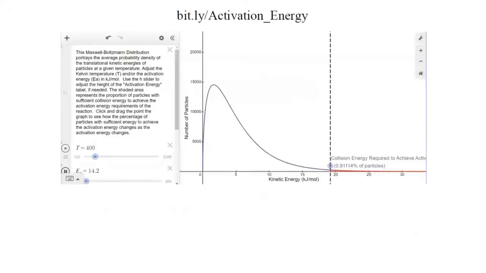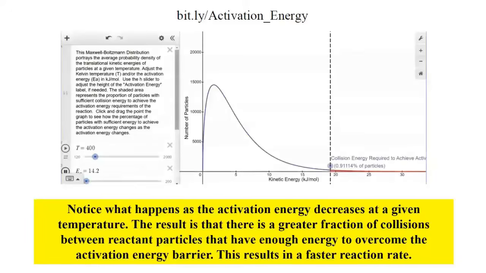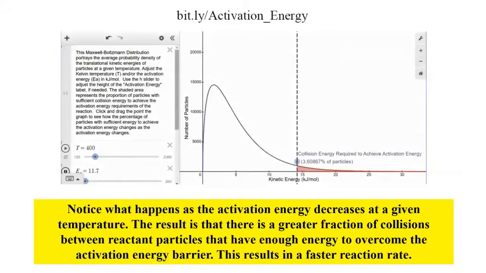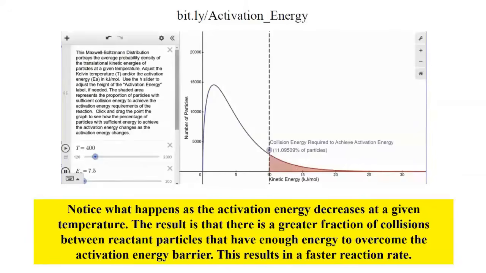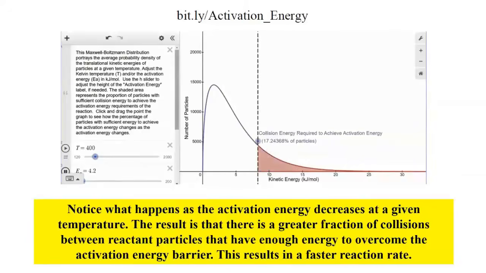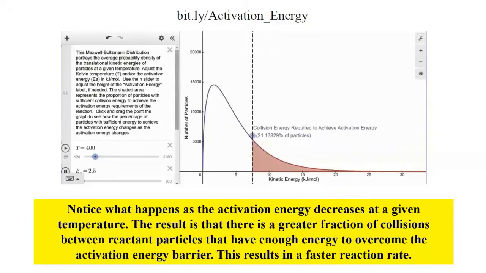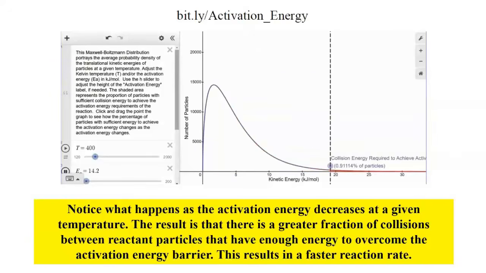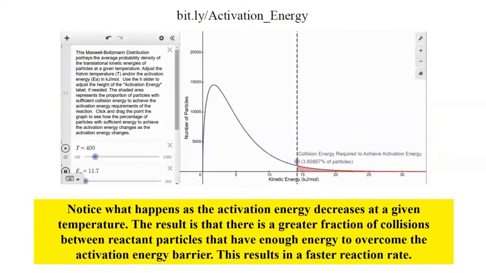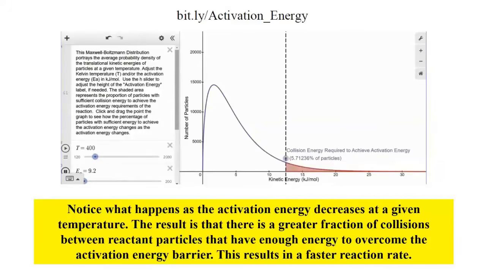Now what I'm doing here with this Desmos curve is I am not going to change the temperature. What I am going to change is the magnitude of the activation energy. So take a look. You'll notice that the vertical dashed line is moving from right to left. So the activation energy barrier is decreasing as that vertical dashed line moves from right to left. But the appearance of the Maxwell-Boltzmann distribution curve is not changing at all.